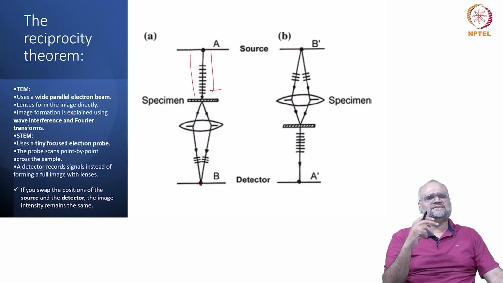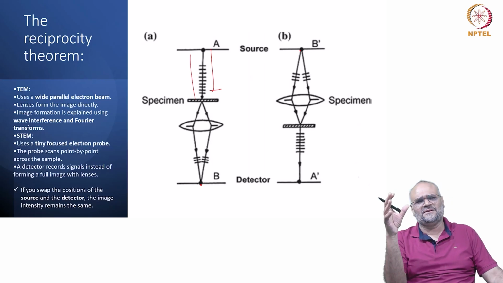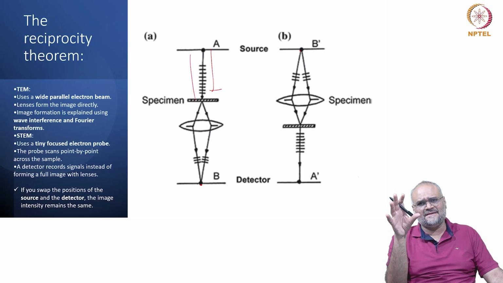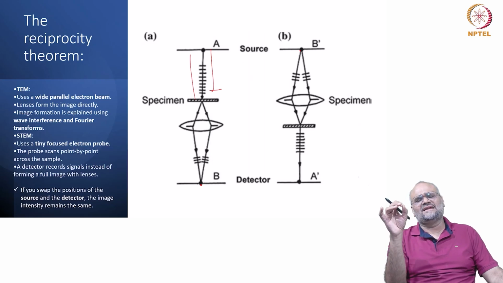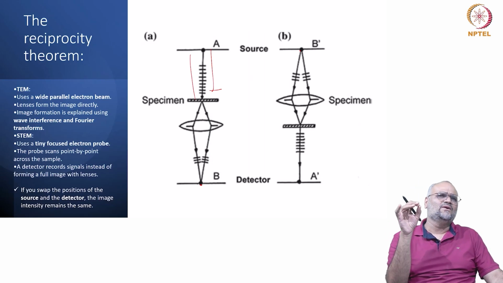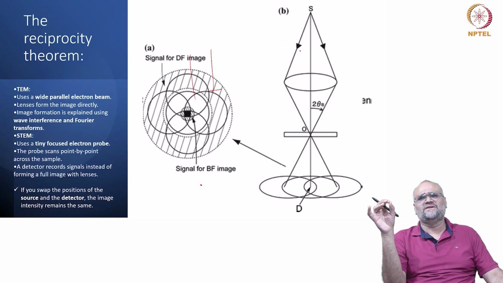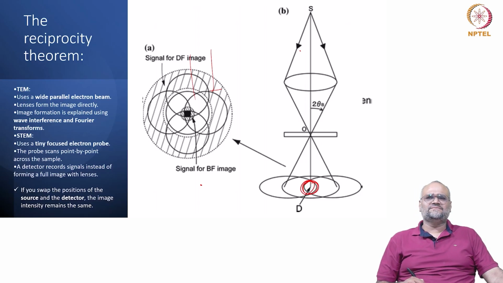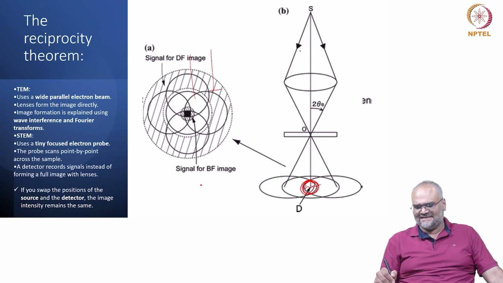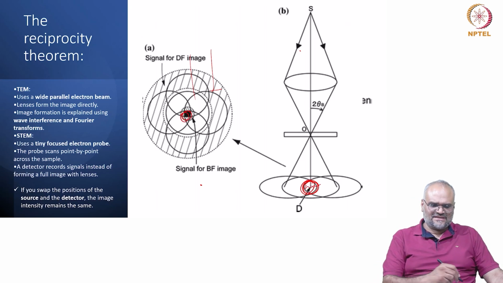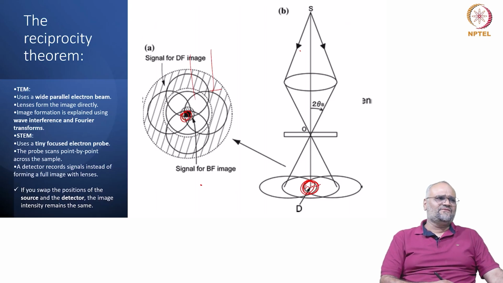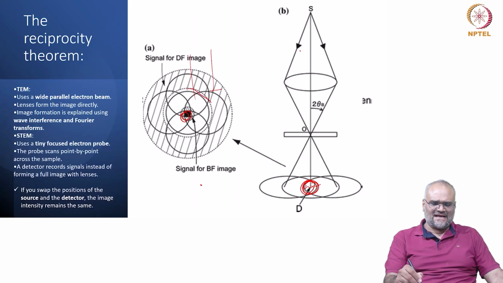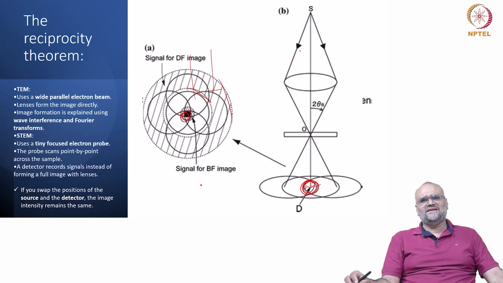So if I swap the positions of the source and the detector, the image intensity remains the same. This is the reciprocity theorem. And if I look at how the scattered electrons are collected on the detector and how the image is formed, I have this kind of an image. This position very close to the optic axis, where I have the overlap between all these converging disks, is where I have the signal for the bright field image, and in these regions I have the signal for the dark field image.